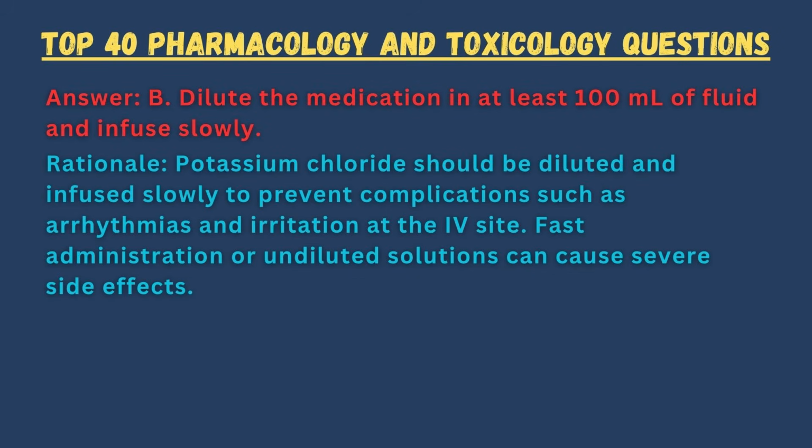Answer. B. Dilute the medication in at least 100 milliliters of fluid and infuse slowly. Rationale. Potassium chloride should be diluted and infused slowly to prevent complications such as arrhythmias and irritation at the IV site. Fast administration or undiluted solutions can cause severe side effects.